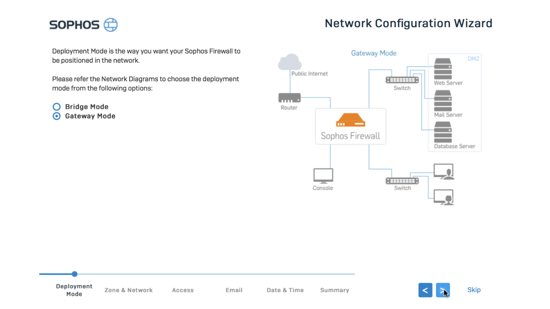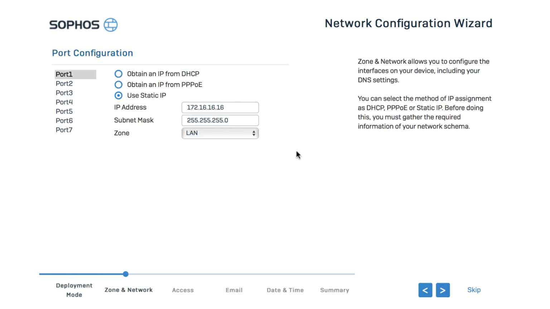The next step is to configure the various interfaces on the device. The default settings are for port 1 to be set up with a static IP as your LAN interface. You can change the IP address here to match the address scheme you intend to use for your internal network. In this case, I'm going to leave it at the default of 172.16.16.16.